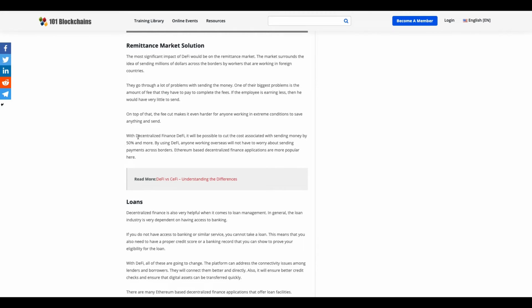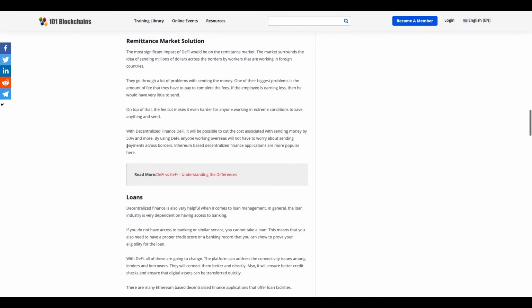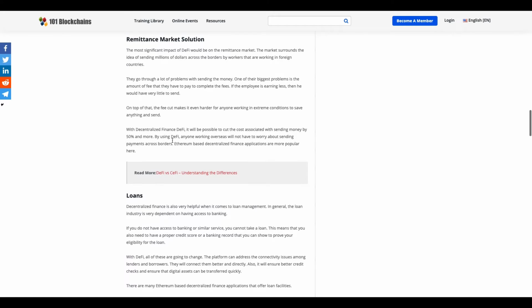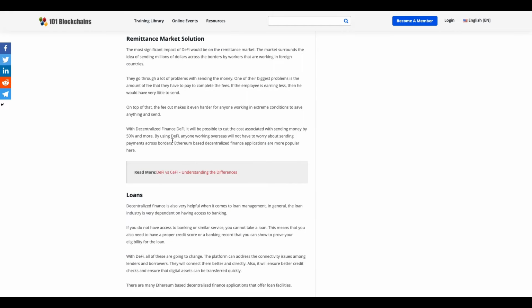But DeFi solves this problem, and this cuts the fees off by 50% or more. So instead of using centralized finance, DeFi will solve those fee problems. And since it's on the blockchain, it's going to send it a lot faster.